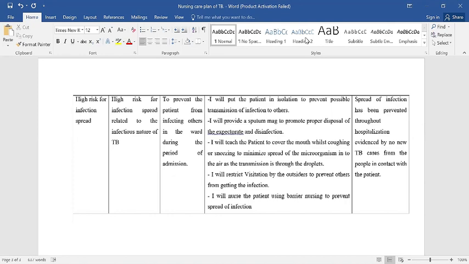But we can also talk about problems such as anxiety and knowledge deficit. All these are problems that can be included in this nursing care plan. So those are the ones that we have.